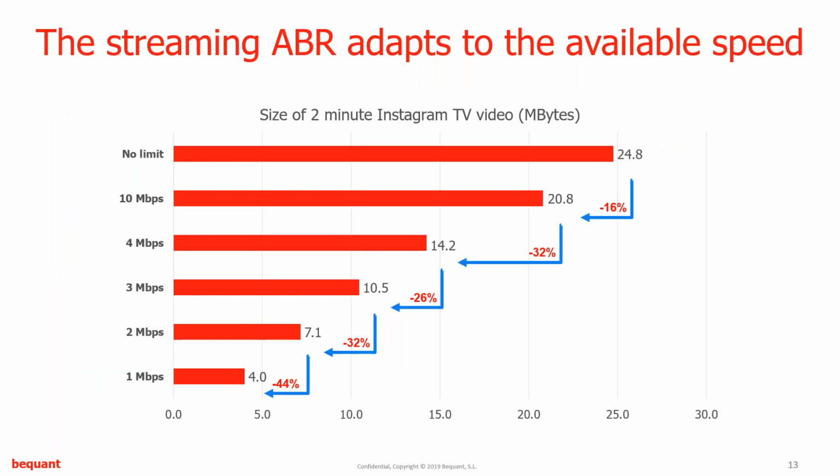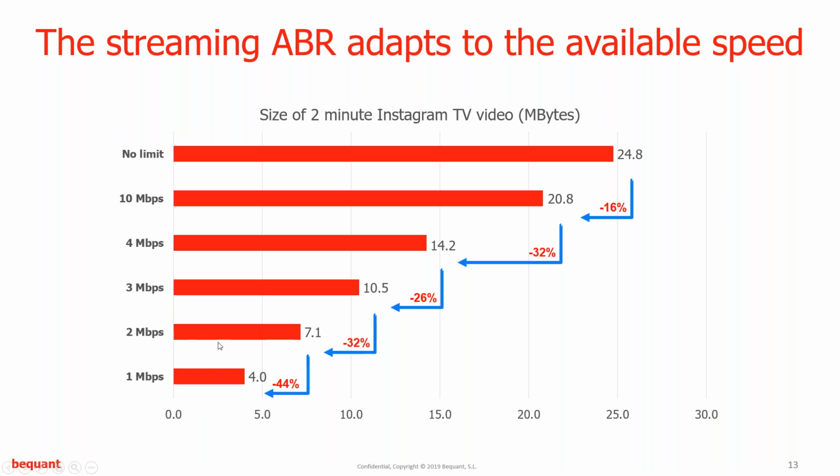For instance, this is with Instagram TV, which is just one application that is now quite popular, and they use this ABR. This is a 2-minute video of some guy surfing, and without any limitation, this took 24.8 megabytes. If you limit that to 1 megabit per second, then that same video is 4 megabytes only, so 6 times less.